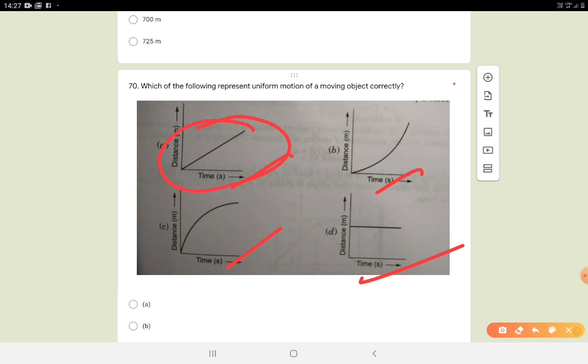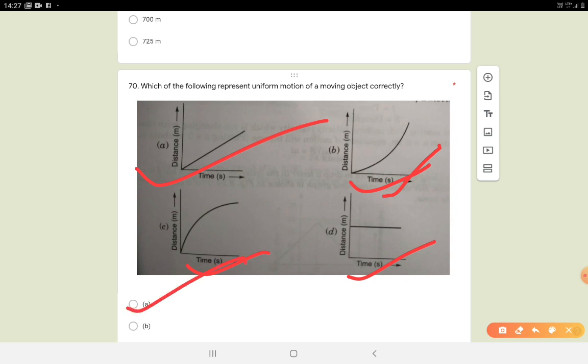So option A should be your answer, because here you can see in option B there is a curve. In option C there is a curve also. In option D, what does it show? It means that time is regularly increasing but distance remains constant. It means that in this graph the body is at rest. And this shows that time is smoothly increasing but distance is increasing very fast. It means that this is non-uniform motion, and this is uniform motion. Option A should be your answer.